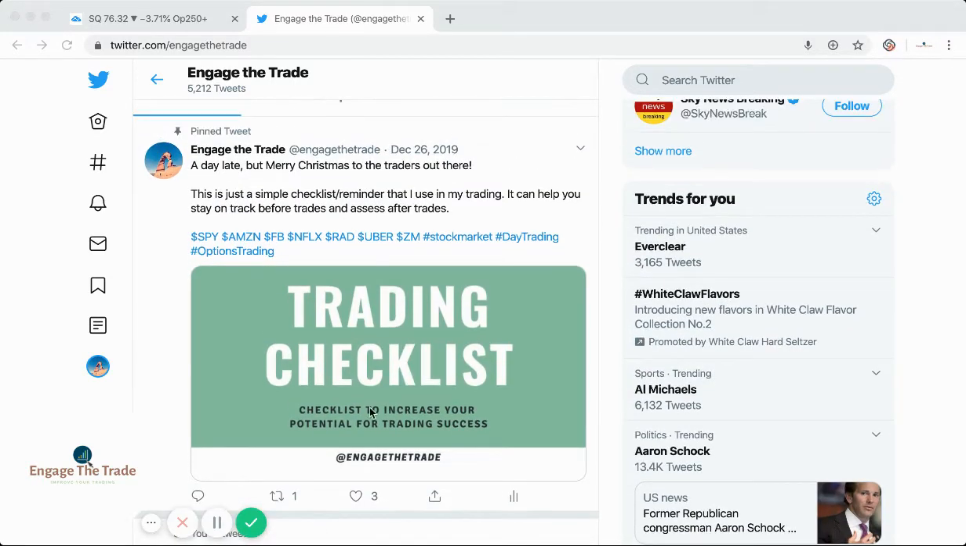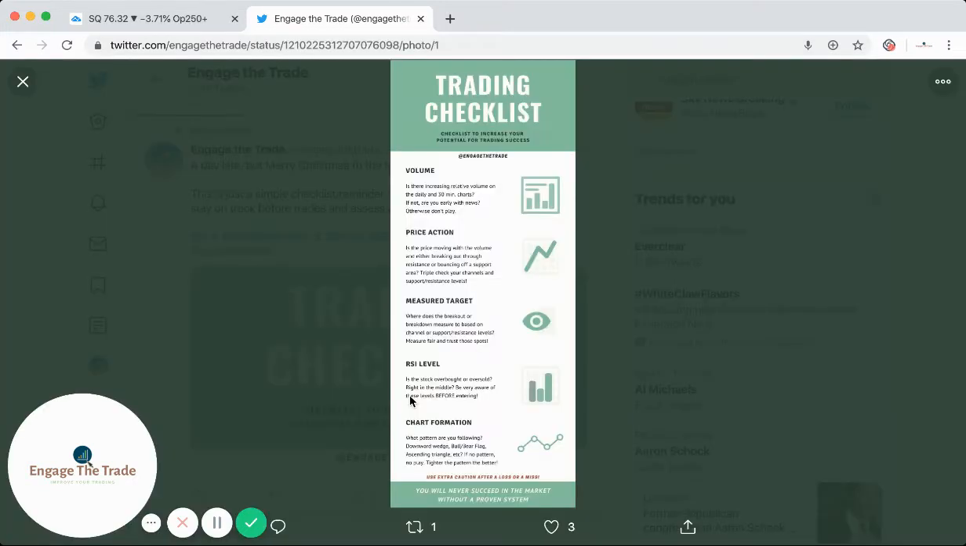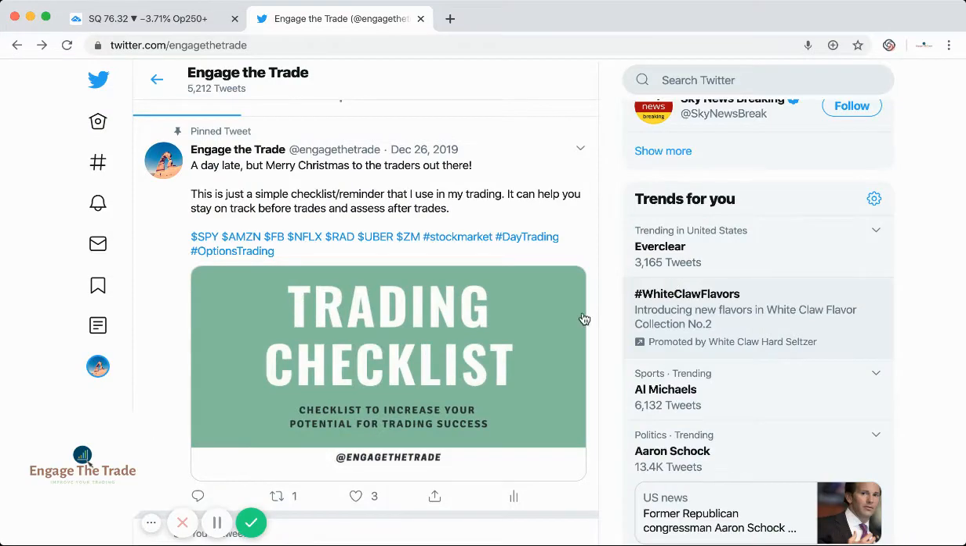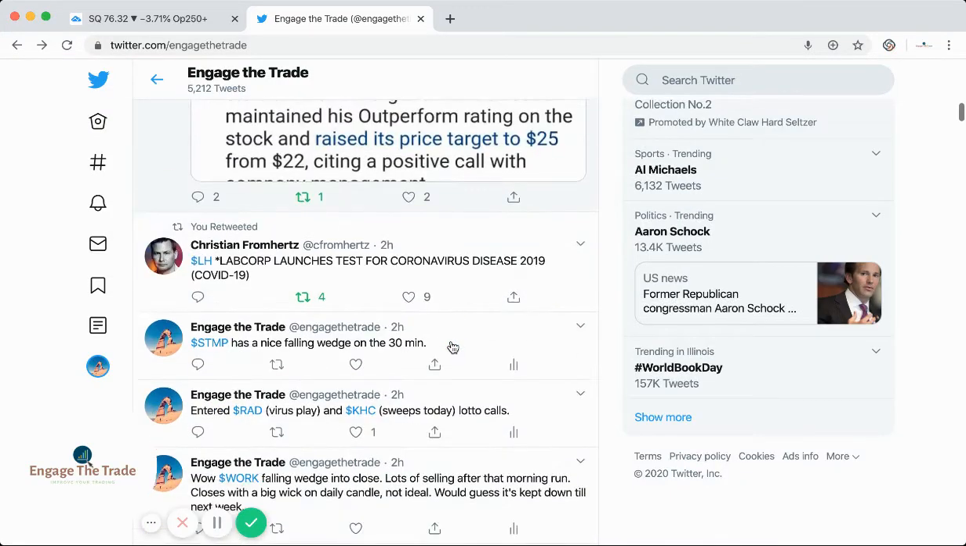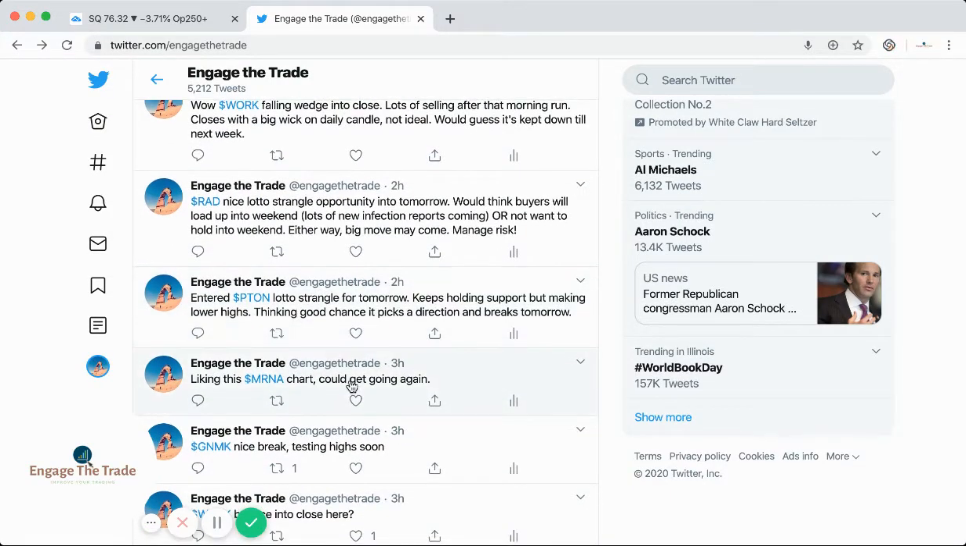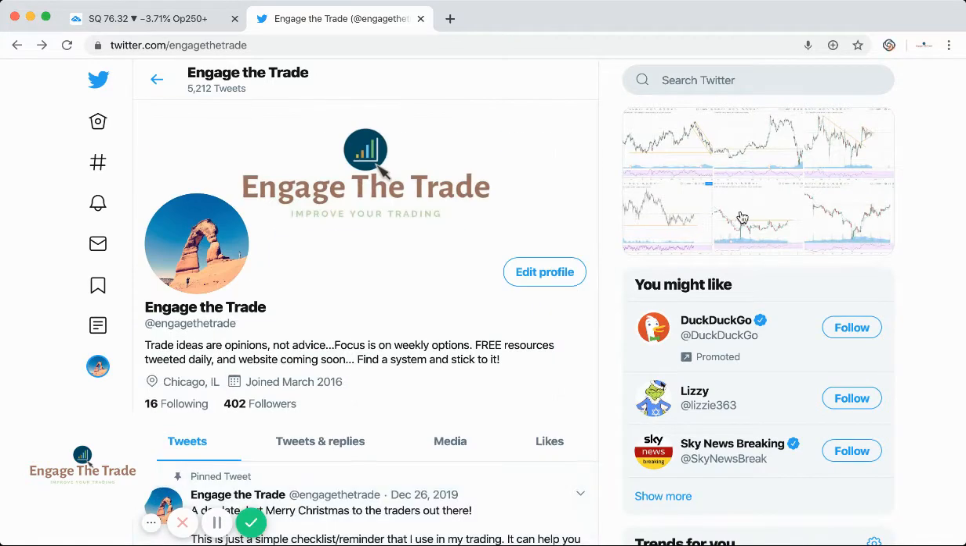At the top, I've pinned a trading checklist that'll help you keep in mind some of the important things to look at before you make a trade. Before is the keyword there. So check that out. And then I post on here quite a bit. A lot of times I'll post photos or screenshots of some charts, but I didn't today because I was kind of focused on some other stuff.